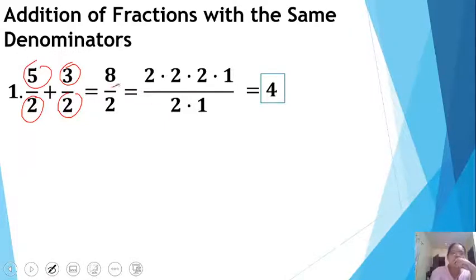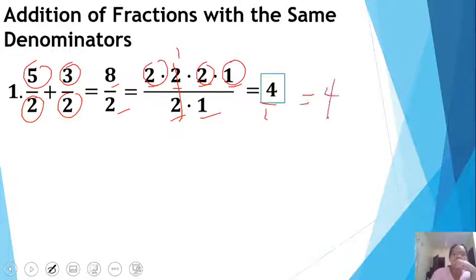So if we try to get the prime factors of 8, that's 2 times 2 times 2 times 1, and the prime factors of the denominator, that's 2 times 1, and then cross out the same factors. 2 divided by 2 will give us 1, so we're left with 2 times 2 times 1, which is 4, and then over 1, which is simply 4.